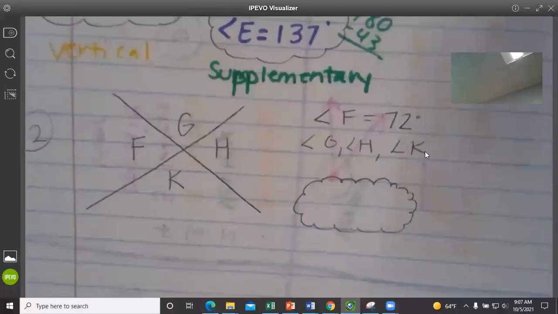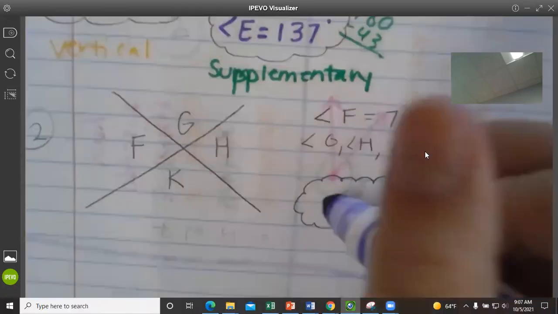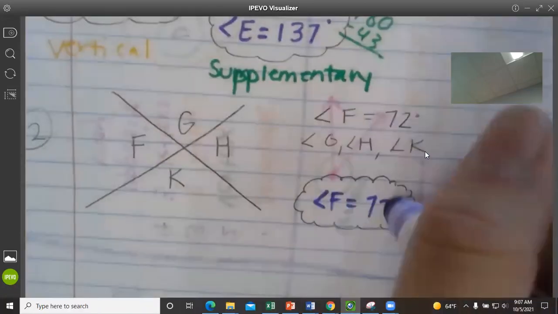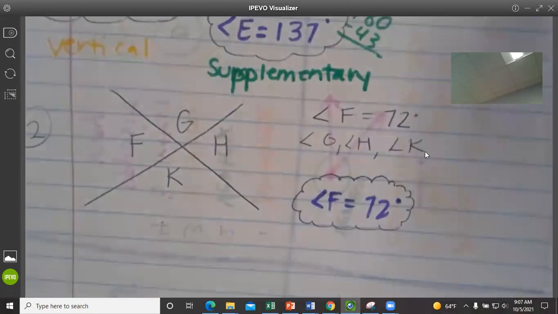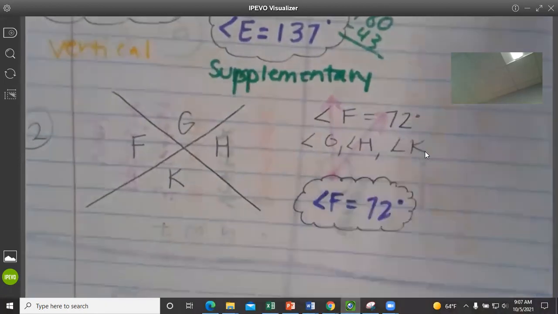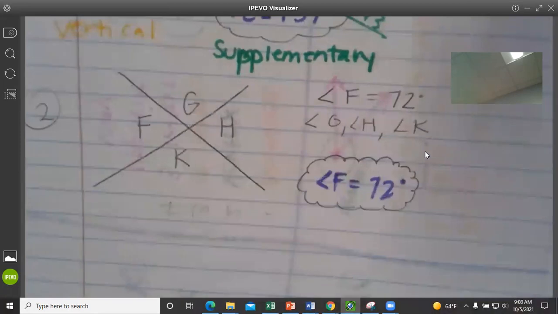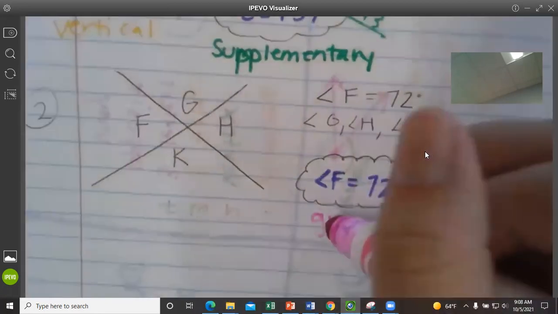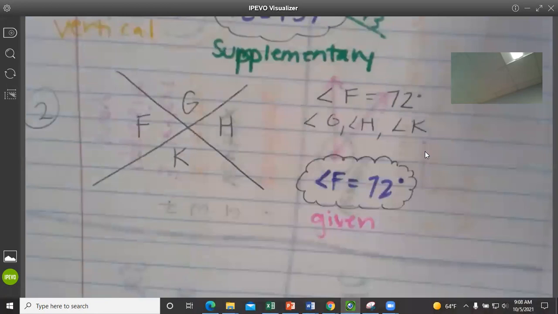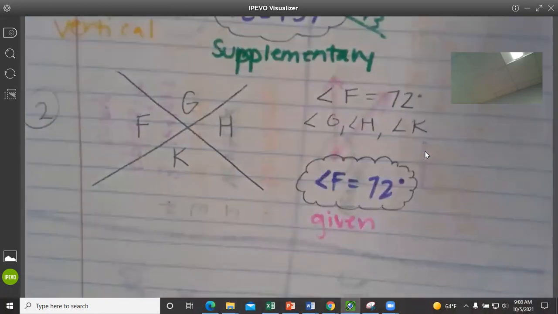All right, so it tells you in the problem angle F is 72. So you don't have to do anything. It's in the problem. It says angle F is 72. The reason, because it's in the problem, it's not going to be one of 3 types. It's just given because it's in the problem. They gave that to you. That's it. Now what I'm going to have you do is do the rest.